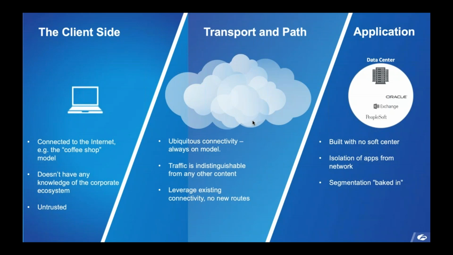The traffic is indistinguishable from any other content. In other words, you're not leveraging a particular route to gain access to it. And you're also leveraging existing connectivity. In other words, there are no new paths involved. When you look at the application level, there is no soft center. We're isolating applications from the network, and the network segmentation, if you like, is actually baked into the solution. So the segmentation piece is quite important here.